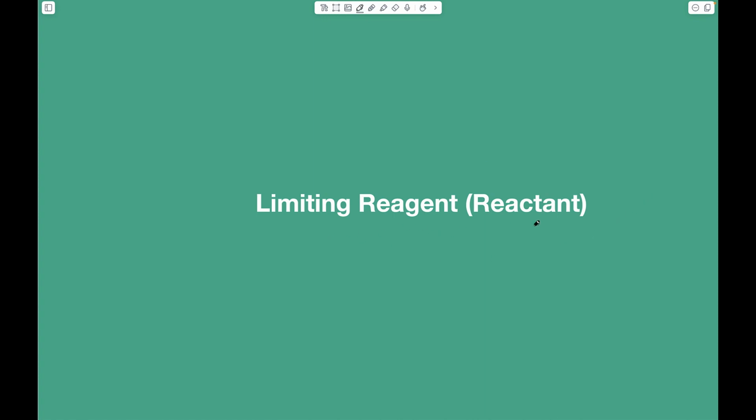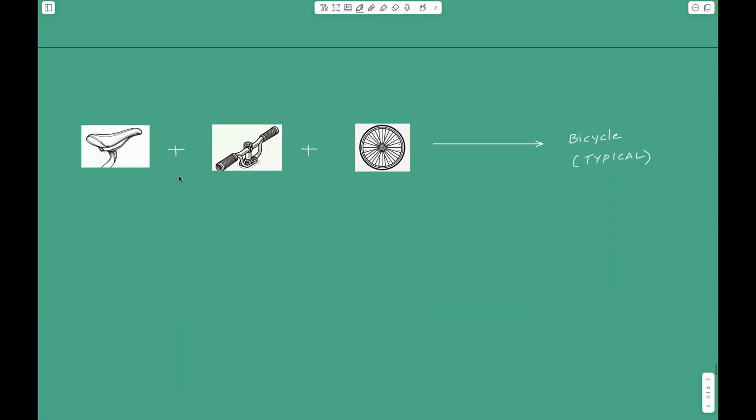What is a limiting reagent or a limiting reactant? Let us try to understand that in this video. Let us imagine that we are assembling bicycles. And we need a lot of components to assemble a bicycle, but for our discussion, let us consider only these three components.